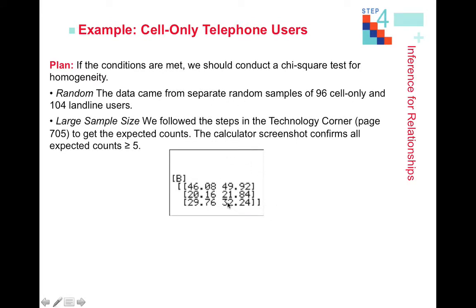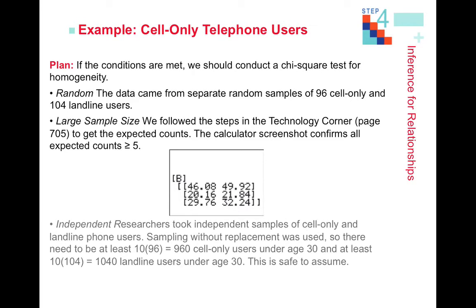Remember, you still need to write out the expected counts on the AP exam, so when you are in that step there, make sure you write those out. And I'll go through and show you where those come from once I plug everything in and do the test statistic. Alright, the independent check. So they're sampling without replacement, so we're going to check that there's 960 cell phone users and 1,040 landline users.